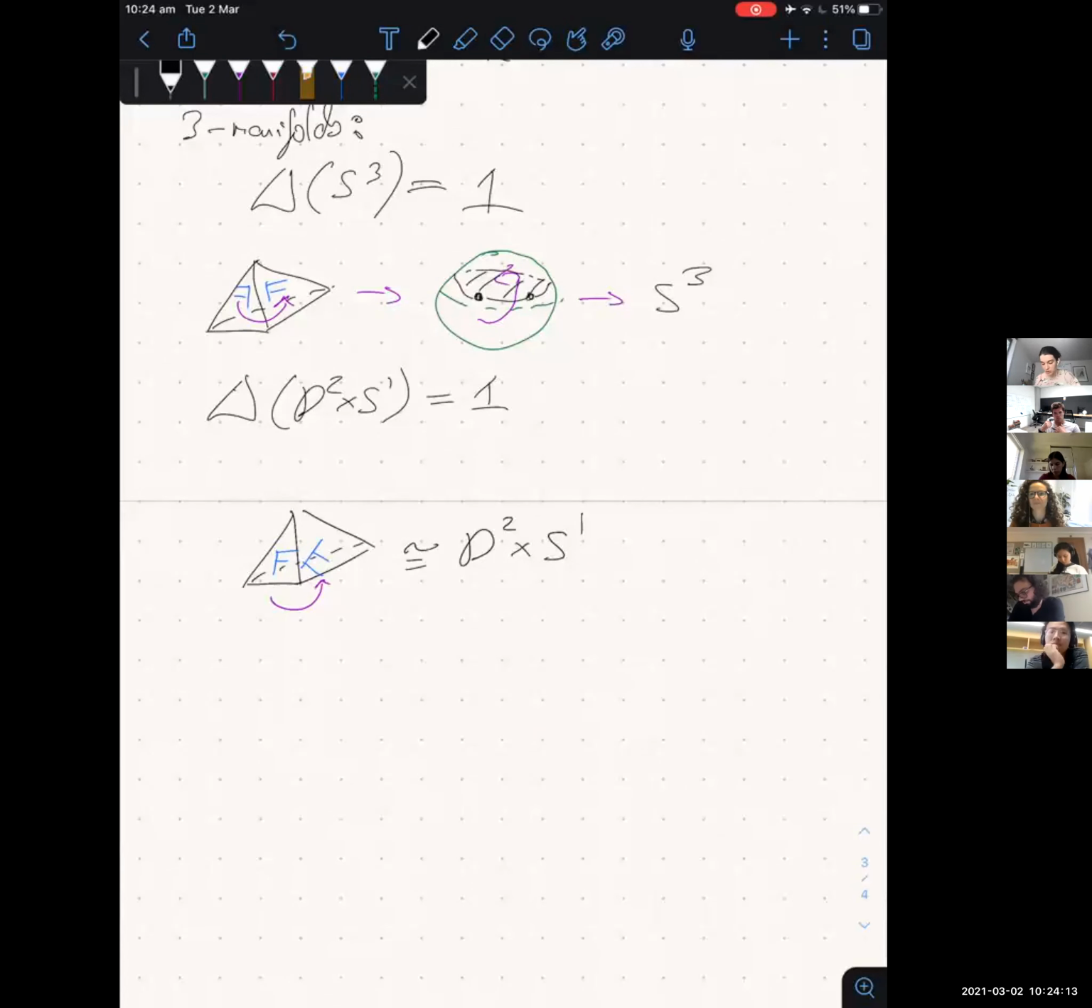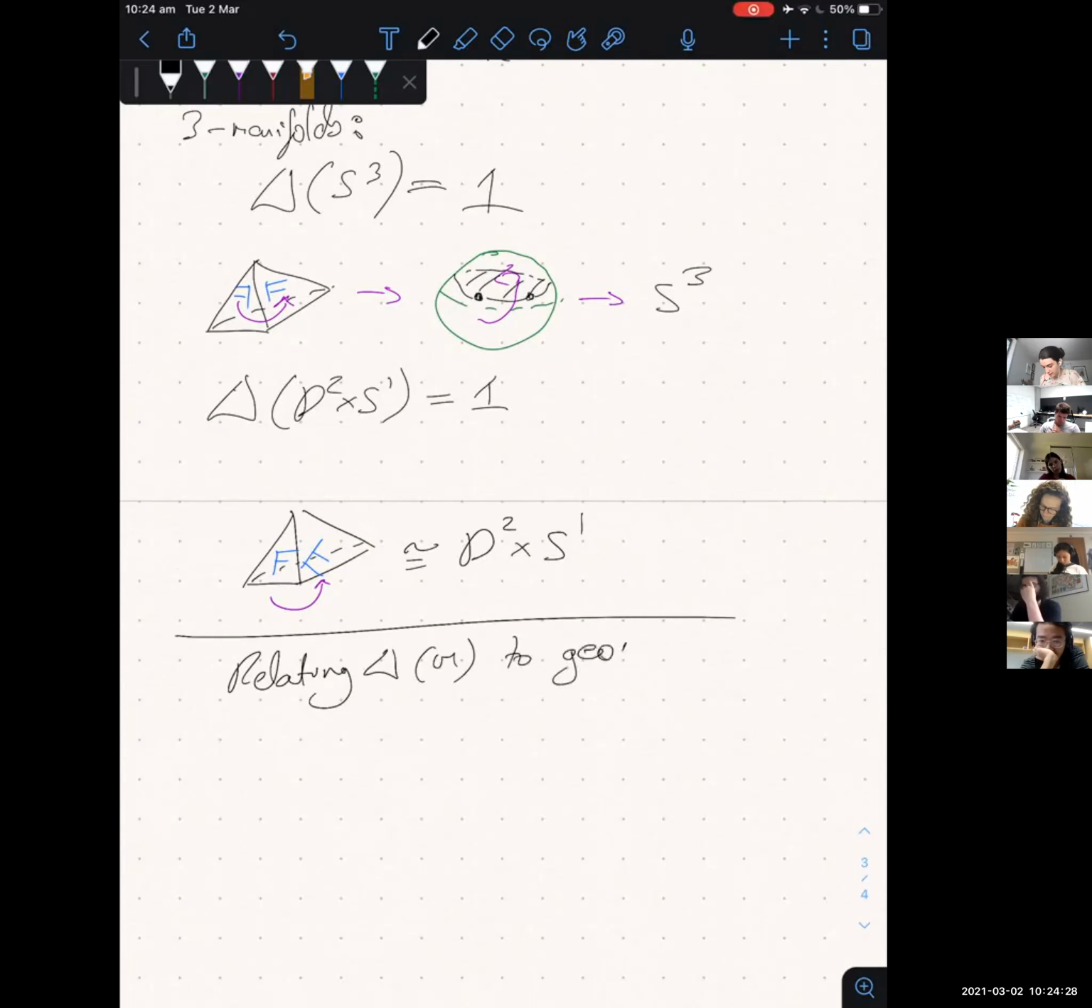Okay, so that's some examples, but I claimed that I was going to talk about relating the triangulation complexity to some more geometric invariants. So we should probably talk about that.